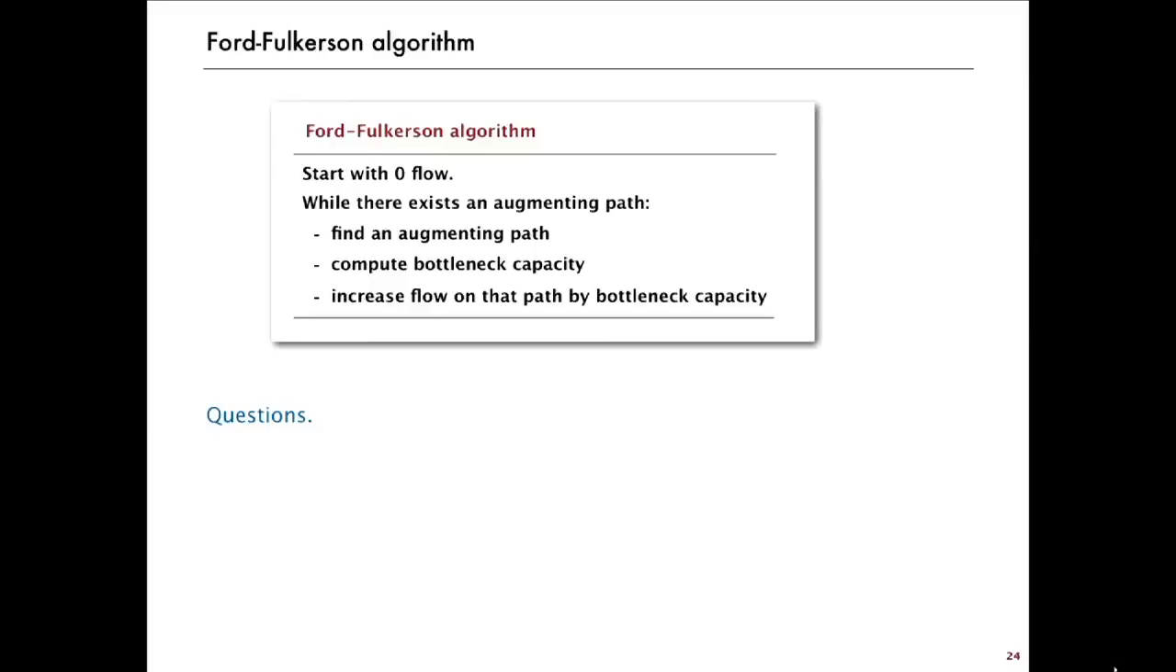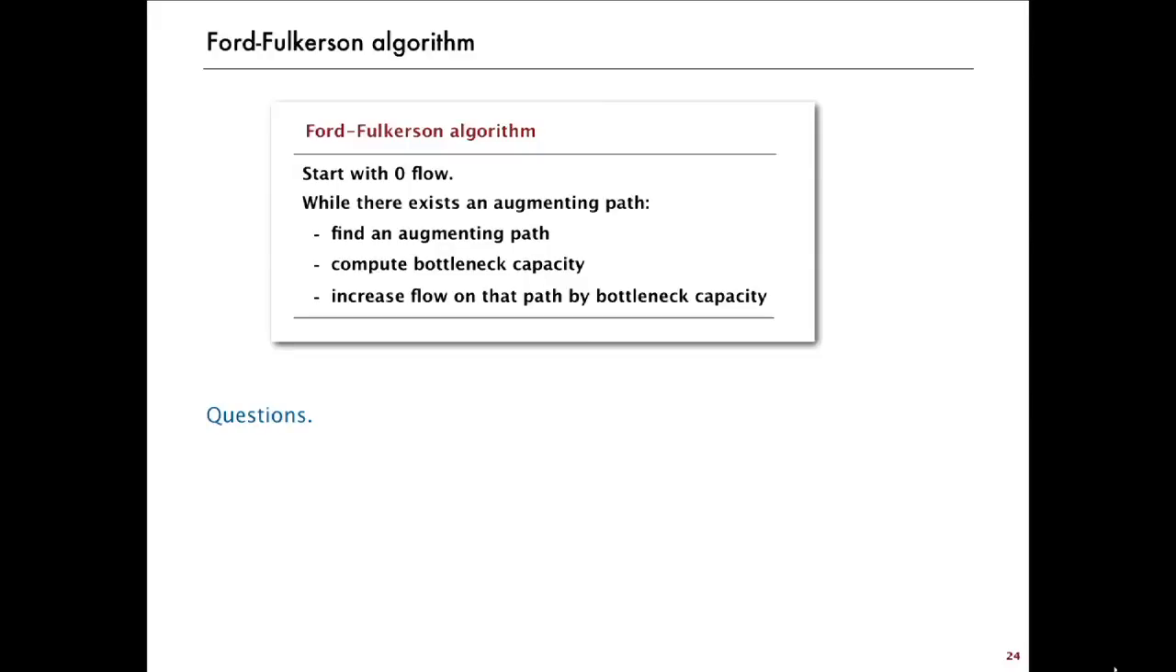And so that's the algorithm. We start with no flow. As long as there's an augmenting path, we find that path and look through the path to find the amount of capacity left in the most full forward edge and the amount of flow left in the most empty backward edge, and we increase the flow on the path by that amount. And if we can't find an augmenting path, we're done.